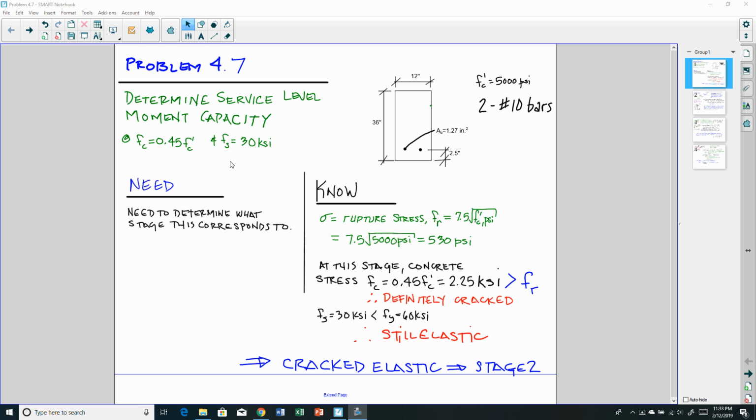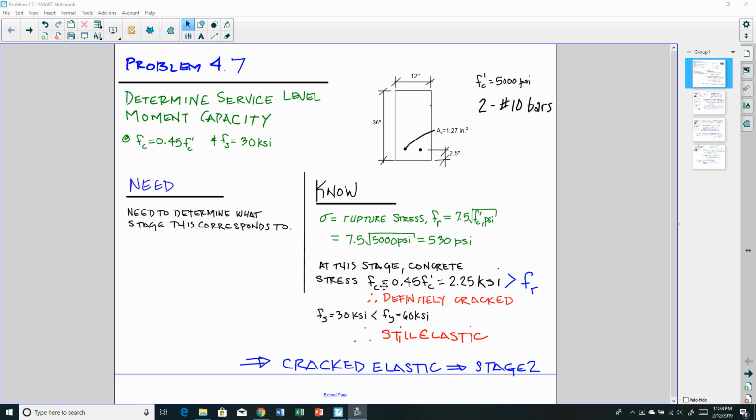And until you get used to looking at these values, you need to look at what these values mean. So determine what stage this corresponds to. We want to check and see have we cracked and are we elastic, and that'll tell us what stage we're at. So we know from the previous problem 4.2 that our rupture stress is equal to 7.5 square root f'c, and f'c is in psi. This comes out to be 530 psi.